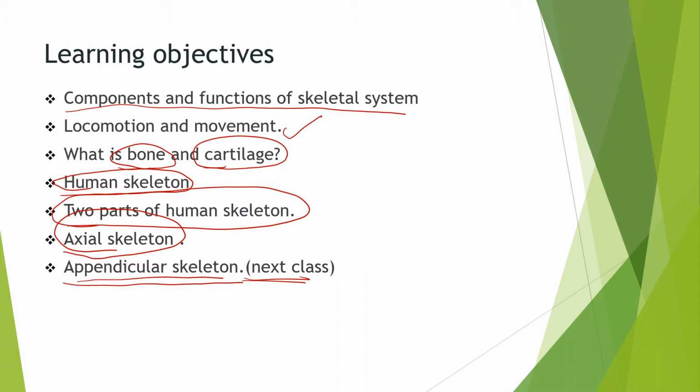So today the main learning objectives will be: we should know what is the human skeleton, and what is movement and locomotion, though you have discussed it earlier also. We should know about the components and functions of the skeletal system, what is bone, what is cartilage, what are the two parts of the human skeletal system, and what is the axial skeletal system. And obviously the appendicular skeletal system we will be discussing in the next class.